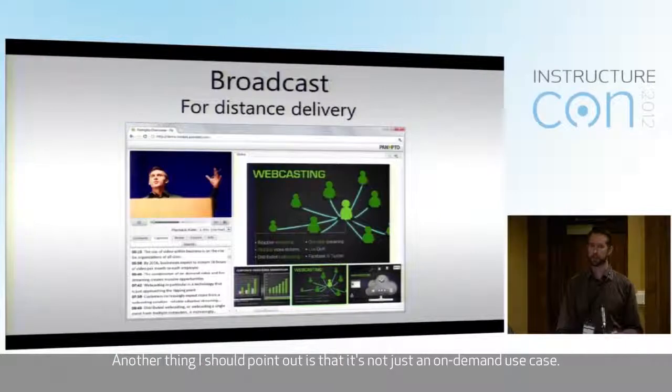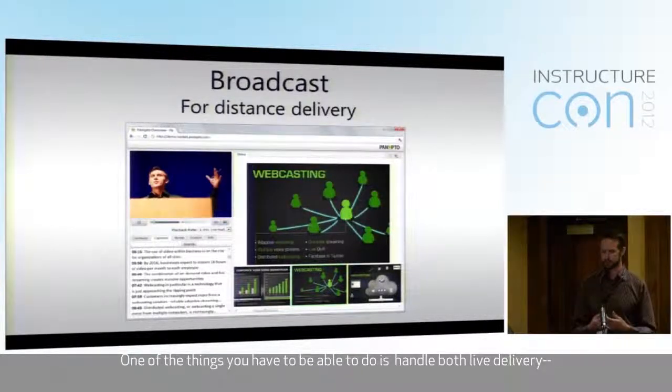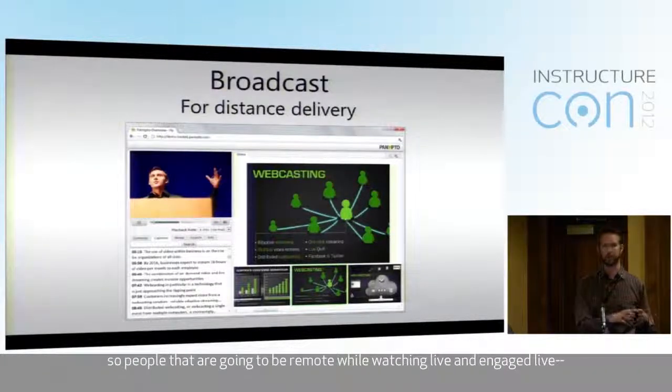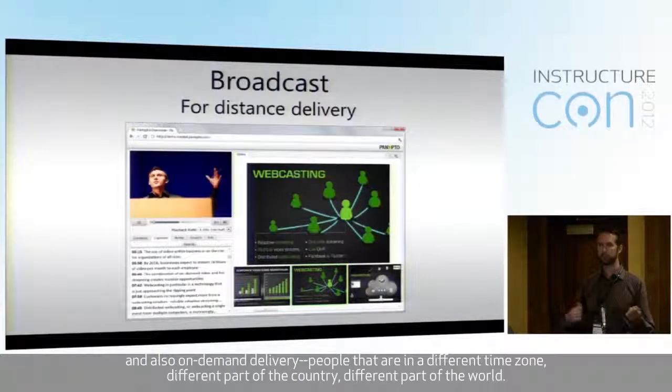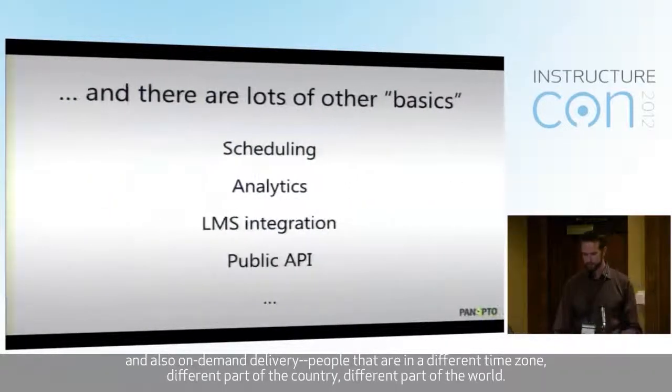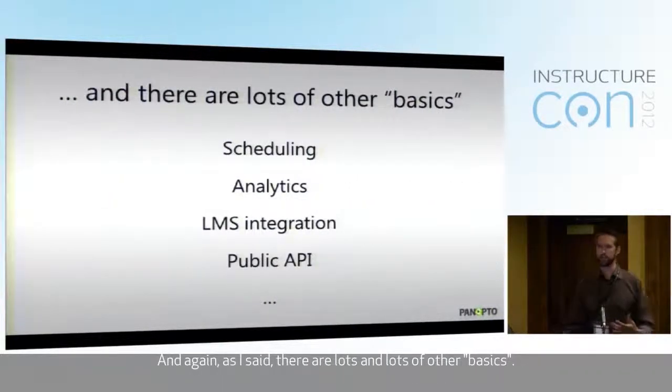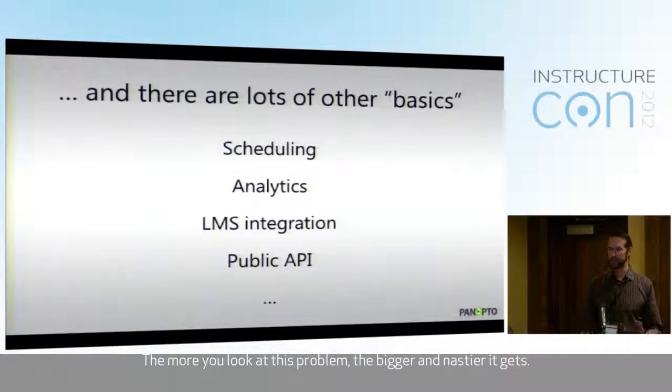Another thing I should point out is that it's not just an on-demand use case. You have to be able to handle live delivery, so people that are remote and want to watch it live and engage live, and also on-demand delivery, for people in a different time zone, a different part of the country, a different part of the world, who should be able to get that as they want. And again, there are lots and lots of other basics. The more you look at this problem, the bigger and nastier it gets.